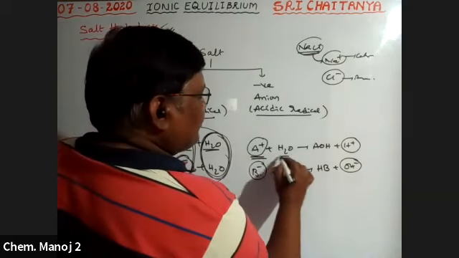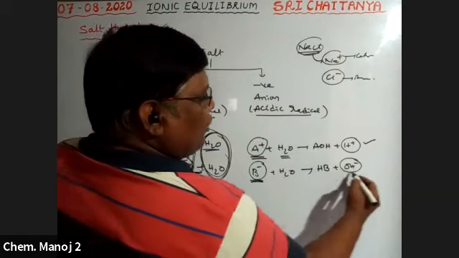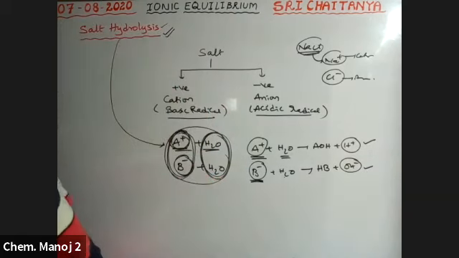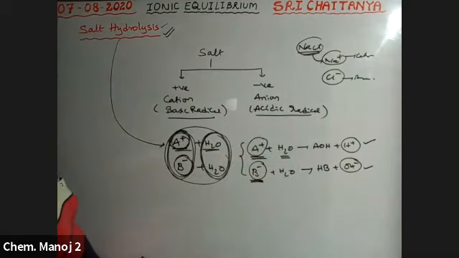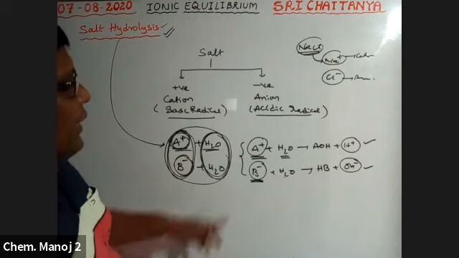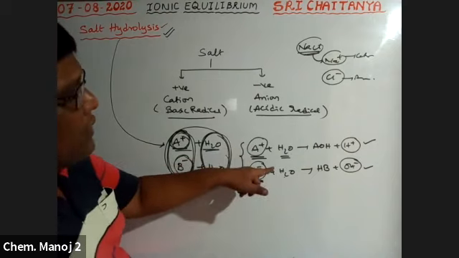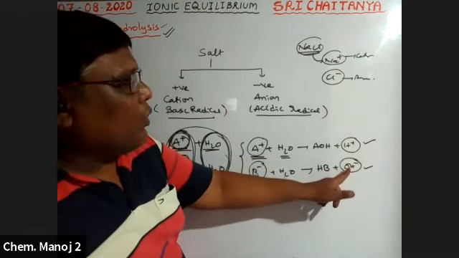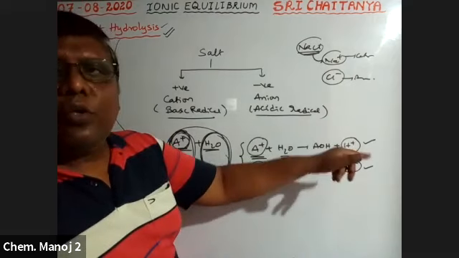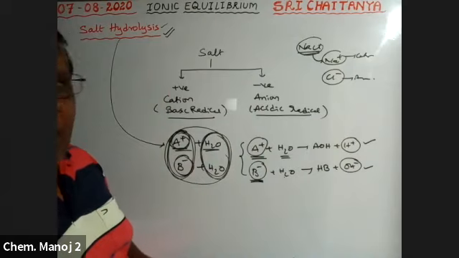Therefore, when a cation reacts with water, H plus ion enters the solution. When an anion reacts with water, OH minus enters the solution. When both ions interact with water, both are released into the water. That means the reaction of the cation or anion or both of the salt with water, liberating H plus ion or OH minus ion or both into the water, is called salt hydrolysis.